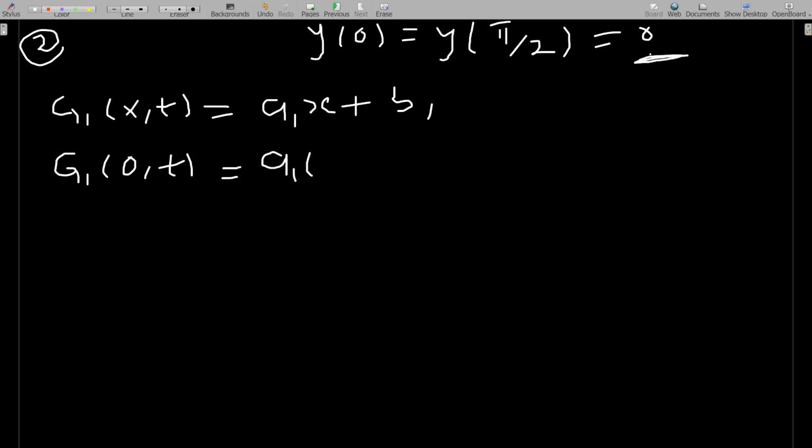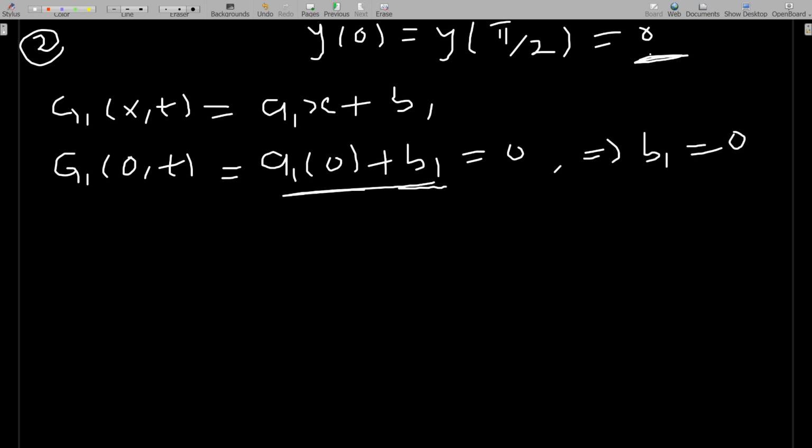It means that a1 into 0 plus b1 should be equal to 0. This a1 times 0 is 0, so 0 plus b1 equals 0, meaning this implies that b1 is equal to 0. I hope you get this.